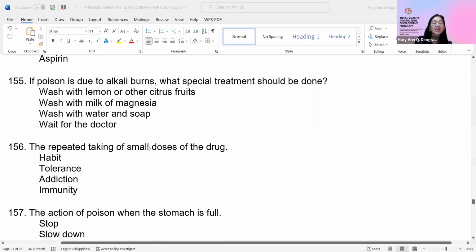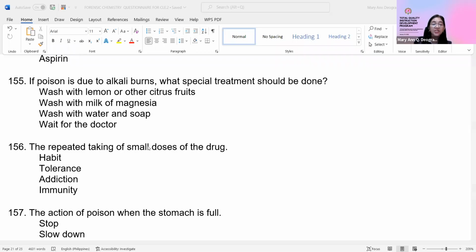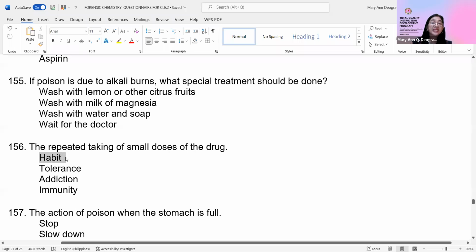How about this one? The repeated taking of small dose of the drug. Is it habit, tolerance, addiction, immunity? Oh, anong sagot dyan? Habit, yes. It's your habits. Kasi mga small amount lang yan. Excessive use, addiction na yan.